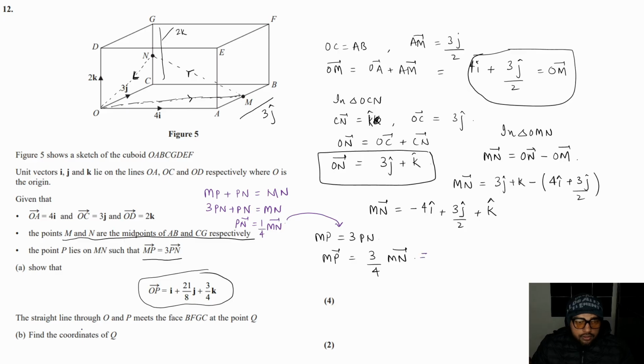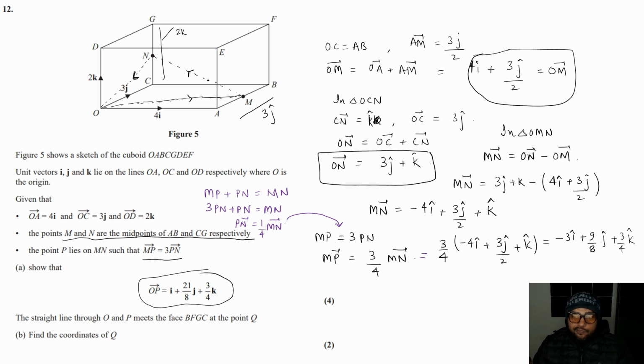If I calculate it further, we get 3 by 4 of MN vector. MN vector is negative 4i plus 3j by 2 plus k. That will be equal to negative 3i plus 9 by 8 j plus 3 by 4 k. This is the value of MP vector, students.